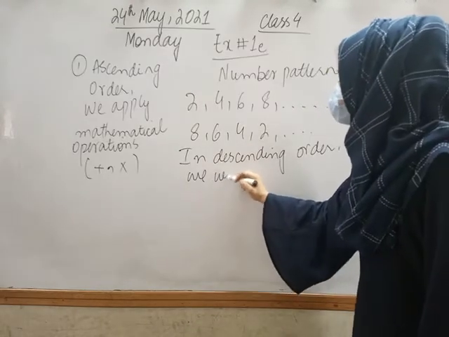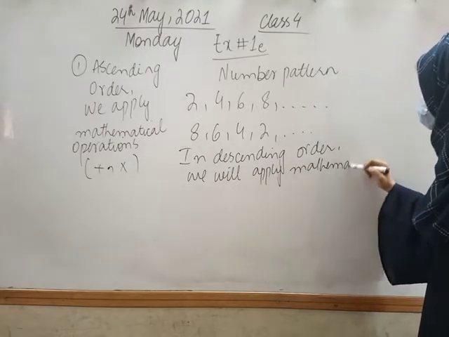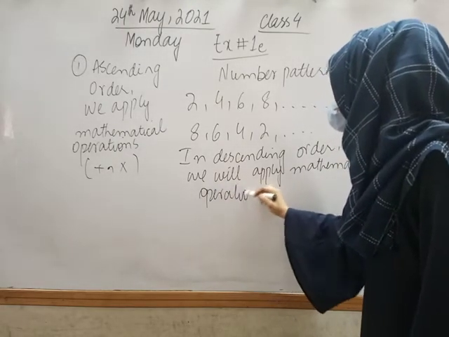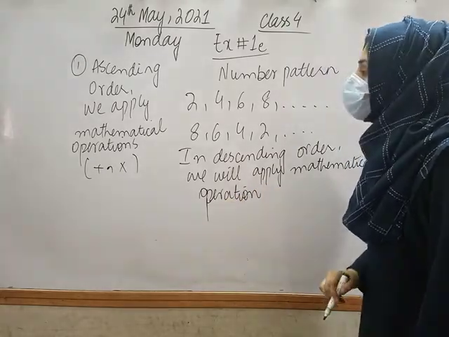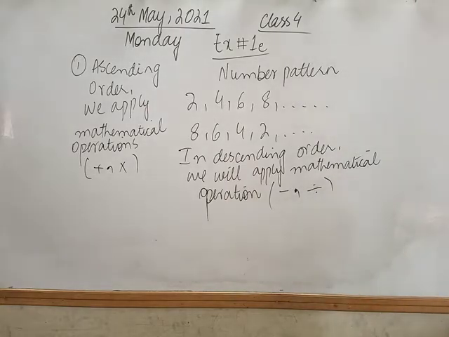We will apply mathematical operations, that is minus and division. Minus and division. Is it clear, class? If the order is descending, which operations will we use? Minus and then division. If the order is ascending, we will apply mathematical operations, which are plus and multiplication. Now let's take an example.